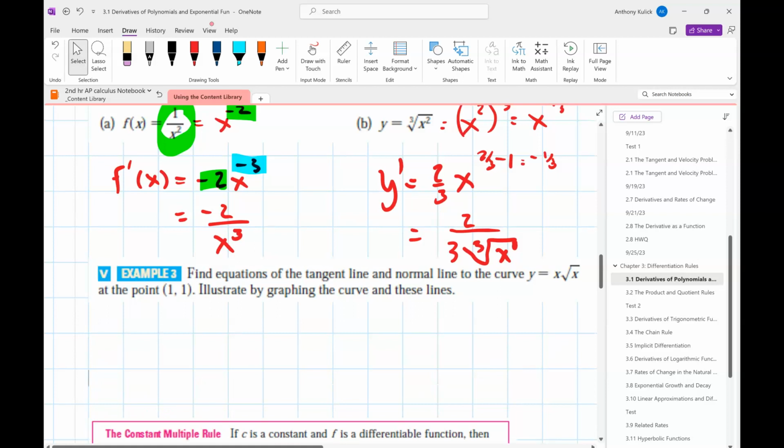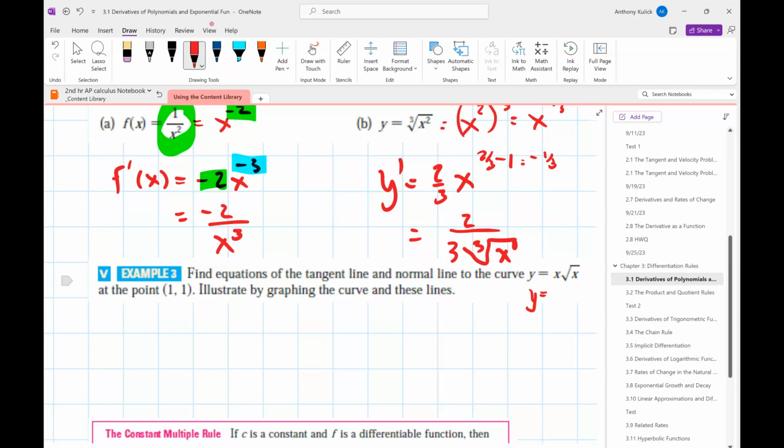All right, let's look at this next one. It says, find the equations of the tangent line and normal line to the curve y equals x times the square root of x at the point 1, 1. We're not going to illustrate by graphing these, but my first order of business is I need to write x times the square root of x so that I can use the power rule on that.